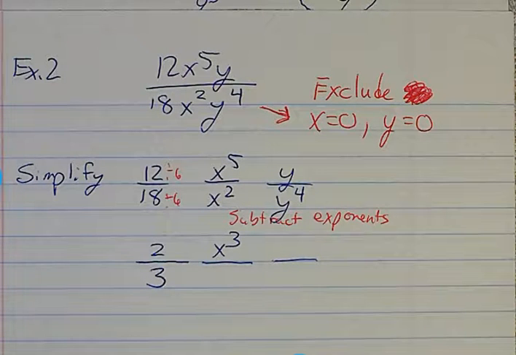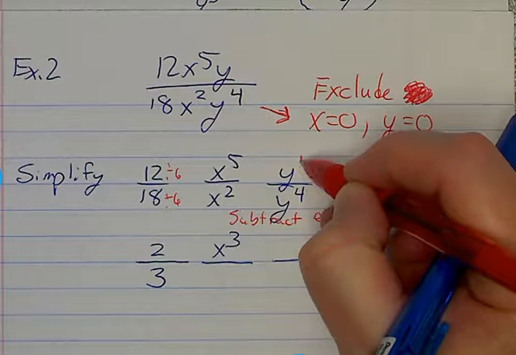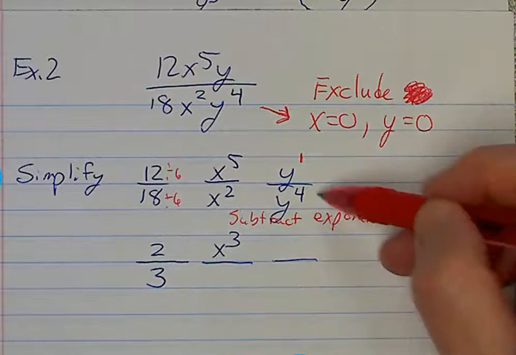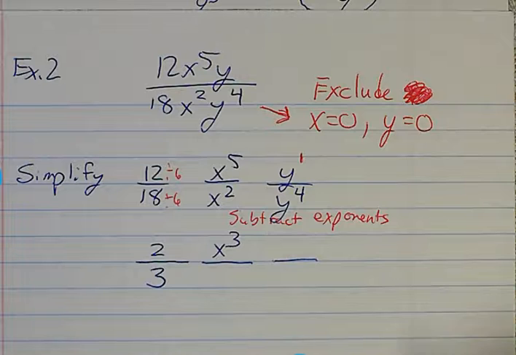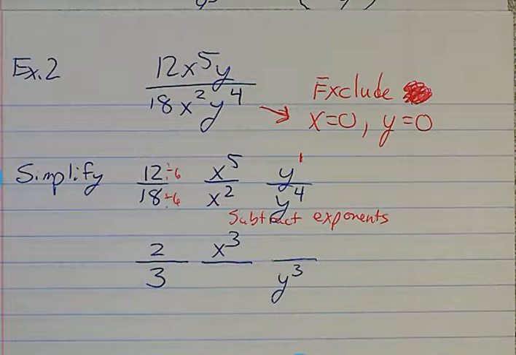And for the last one there with the y's, you've got y over y to the fourth. And again, here's the one thing to be careful of with that one: if you have the letter, there's got to be one of them there. So it's really y to the first over y to the fourth. Subtract 4 and 1, that's 3. Bigger exponent is on the bottom, so the leftovers are going to be in the bottom.